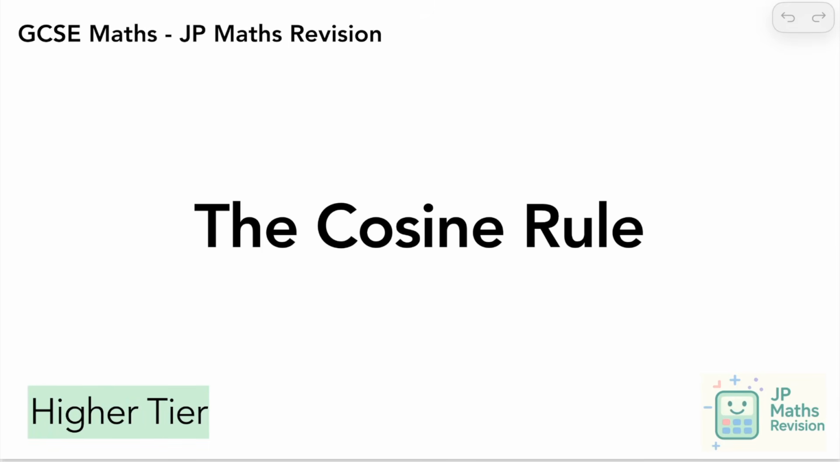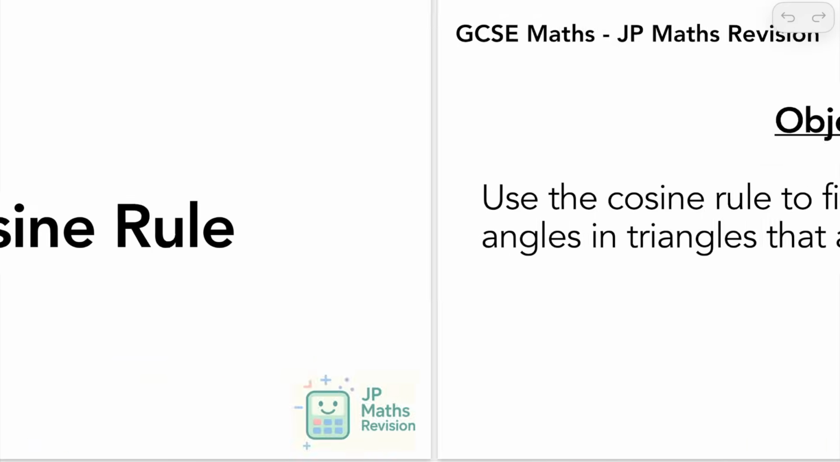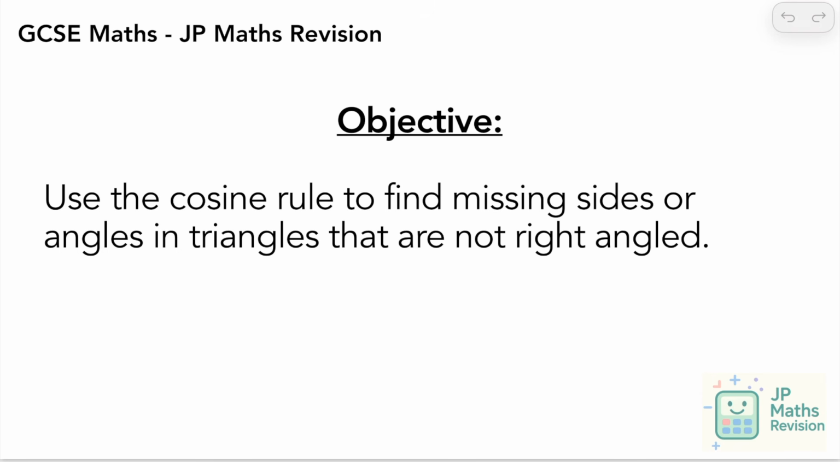Hello, in this video we're going to be looking at the cosine rule. So the objective here is to use the cosine rule to find missing sides or angles in triangles that, again, are not necessarily right angled, similarly to the sine rule.